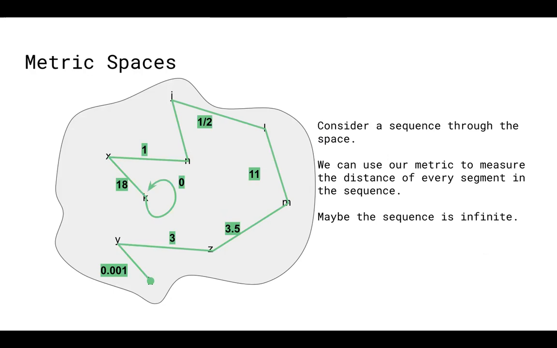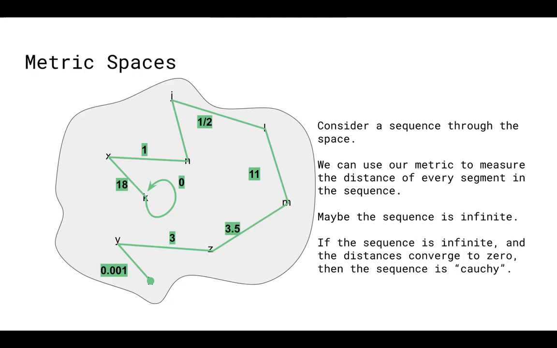Maybe the sequence is infinite, right? I mean, this is sort of a boring example because I made it stay at K forever, but we'll show some more interesting examples shortly. But you could have an infinite sequence. If the sequence is infinite, and if the distances of the line segments converge to 0, then we call it Cauchy, or a Cauchy sequence.